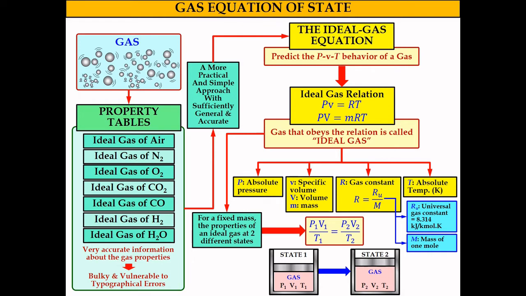For this kind of process with two different states, we can implement the ideal gas relationship. So for two different states, we have the equation P1 multiplied by V1 divided by T1 equal to P2 multiplied by V2 divided by T2. Actually, this relationship comes from the basic ideal gas relationship PV/T equal to mR. So we can use it for a system with a fixed mass with different properties at different states.